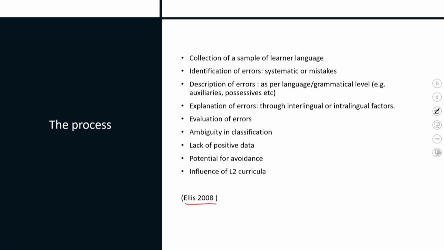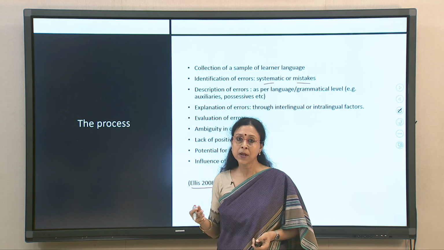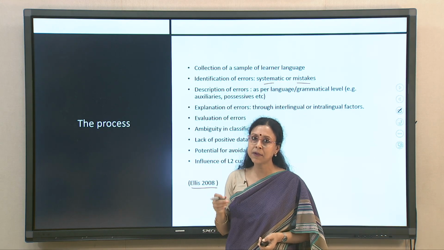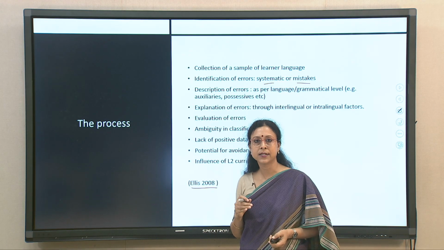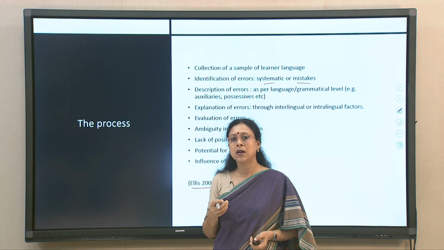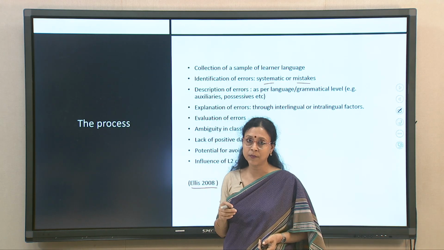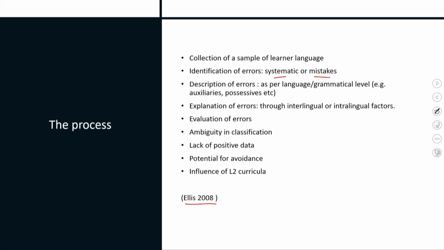First, collection of a sample from the learner language, then identification of the errors. There is also a division made between systematic errors and mistakes. Systematic errors are the ones that are of interest here, because those are the errors that tell us about the rule the person is following. The same kinds of mistakes will happen across domains, but mistakes are separated out, because mistakes might be a momentary lapse of memory or other kinds of problems with pronunciation and so on. That is not important. The important feature is the systematic error, which needs to be described following this.